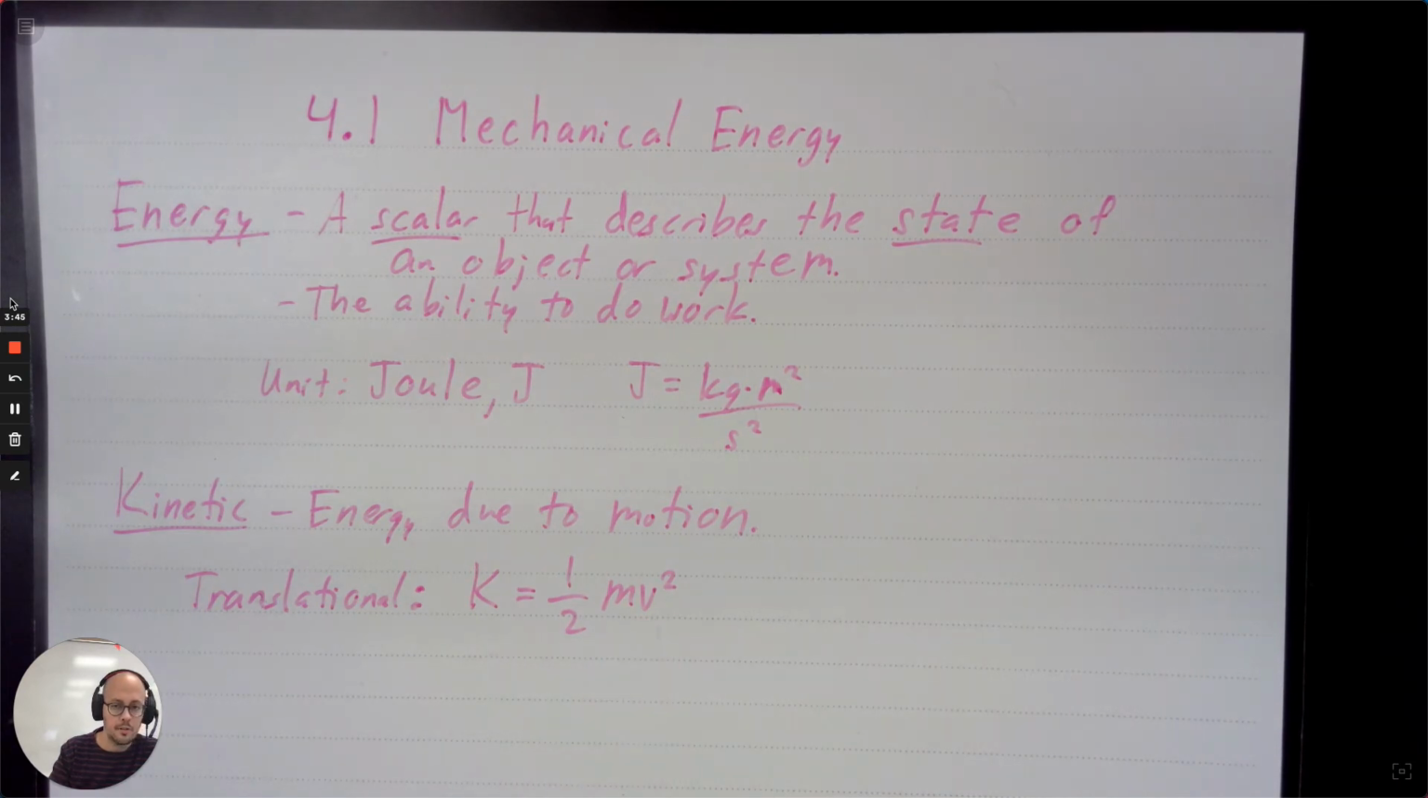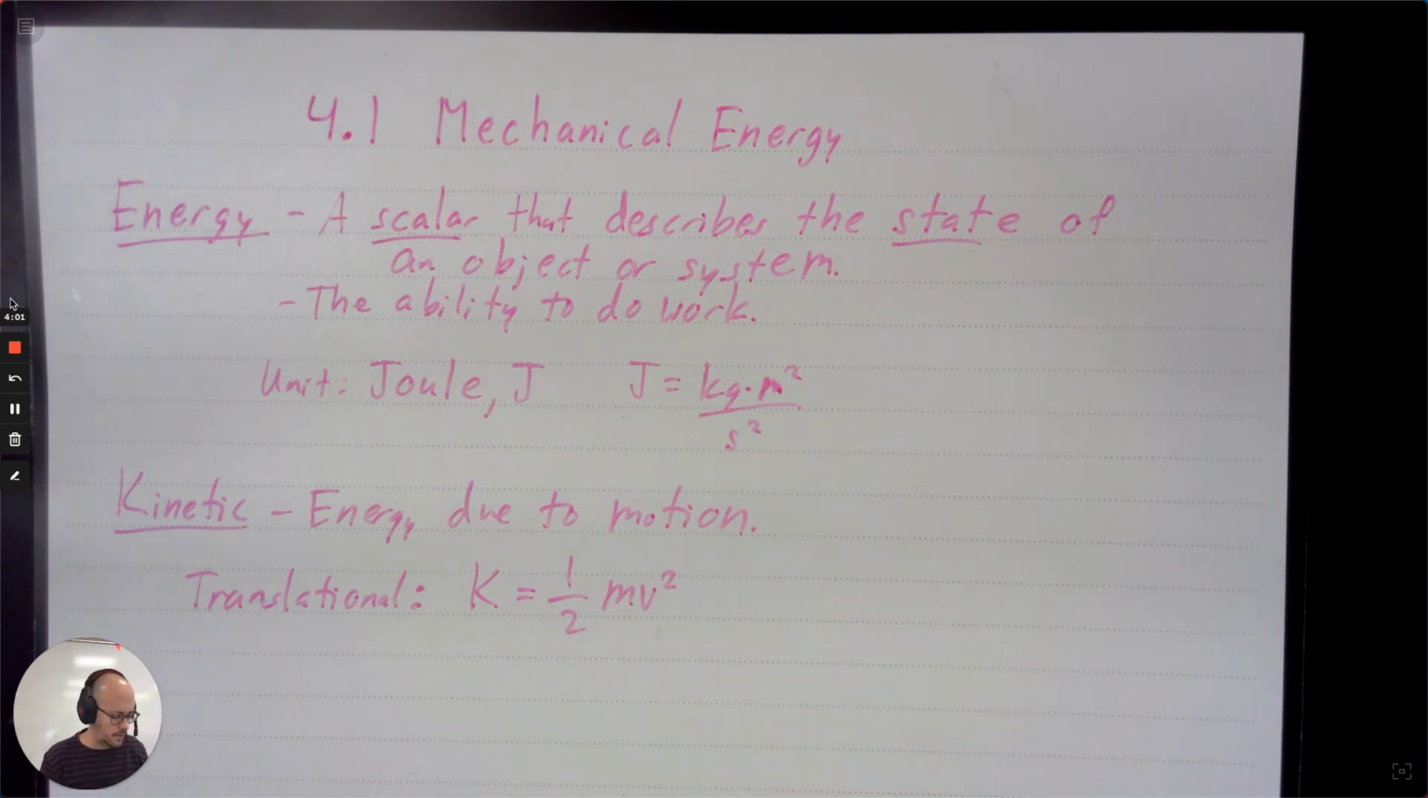So kinetic energy, like all forms of energy, is a scalar quantity, and so it relies on the scalar quantities of mass and speed. The faster something's going, the more kinetic energy it has, and the more mass it has, the more it could have kinetic energy.